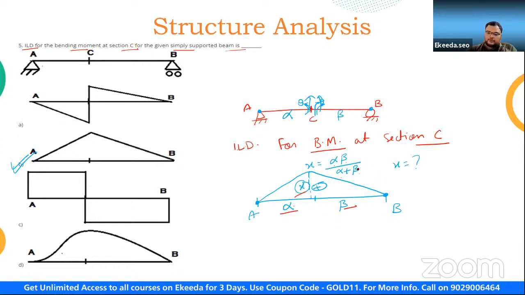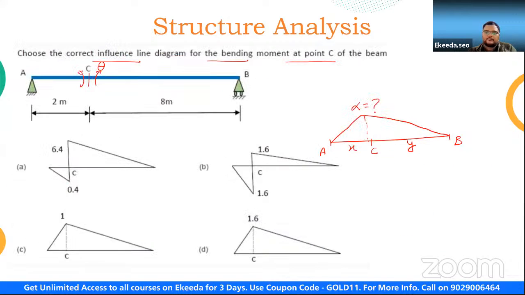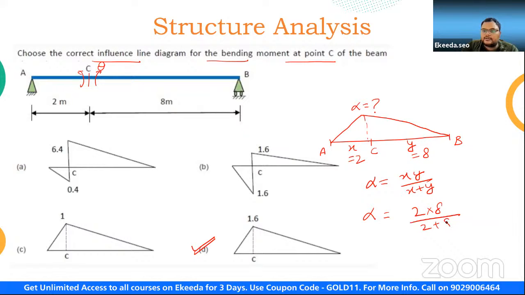Right, guys? So see, in this current question, Shushmita says option D. Option D is the correct option. You have got the correct option. So this alpha is how much? This alpha is nothing but x into y upon x plus y. In our case, this x value is 2 and this y value is 8. So this alpha will be 2 into 8 upon 2 plus 8. It means 16 by 10, that is 1.6. So see, 1.6 is the correct option.